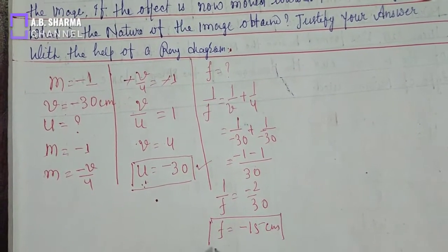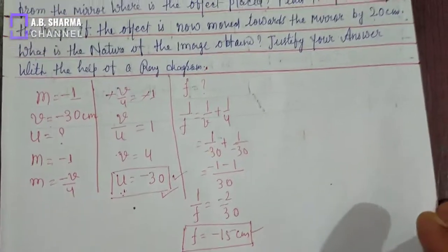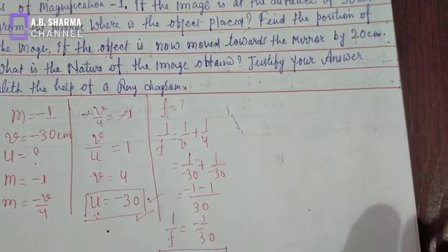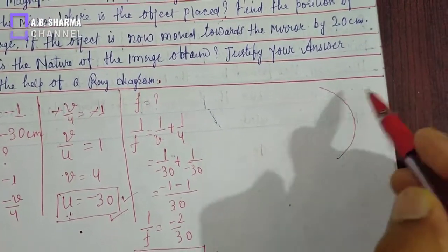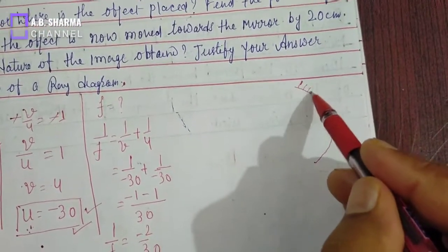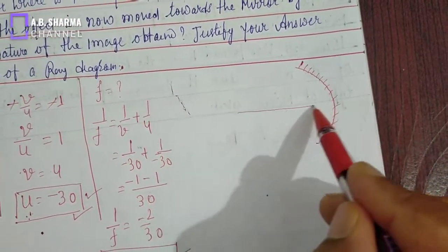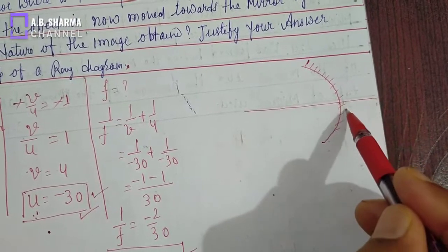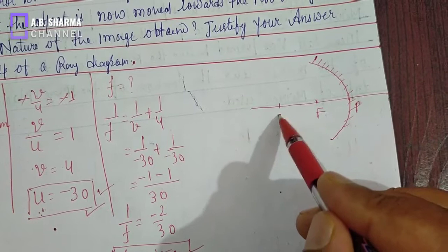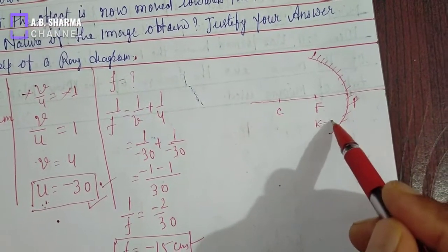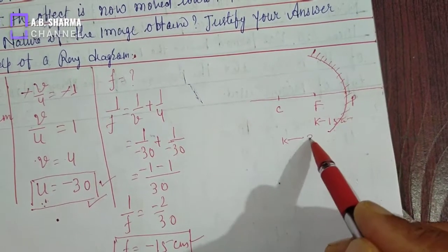We have calculated focal length and object distance. Now the second part of the question is that if this is a mirror, this is the principal axis, this is pole, focus and C. This is 15 and this is 30 centimeter.